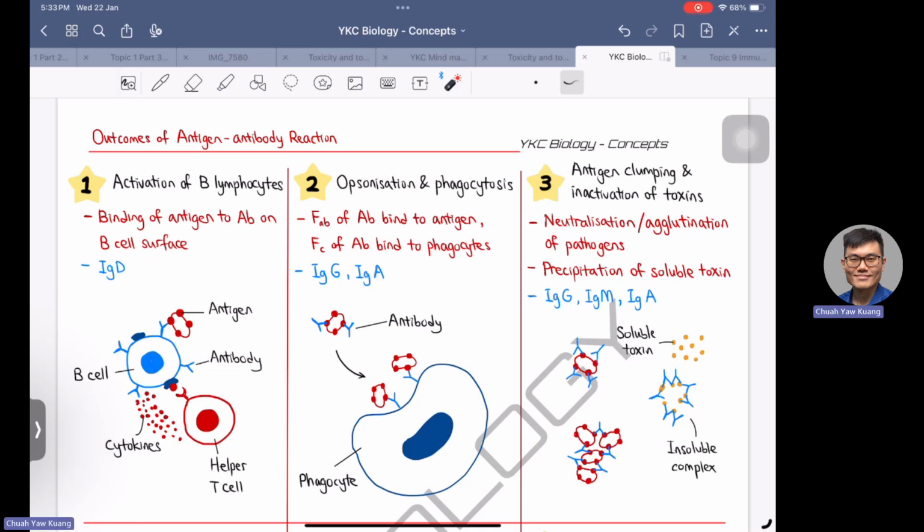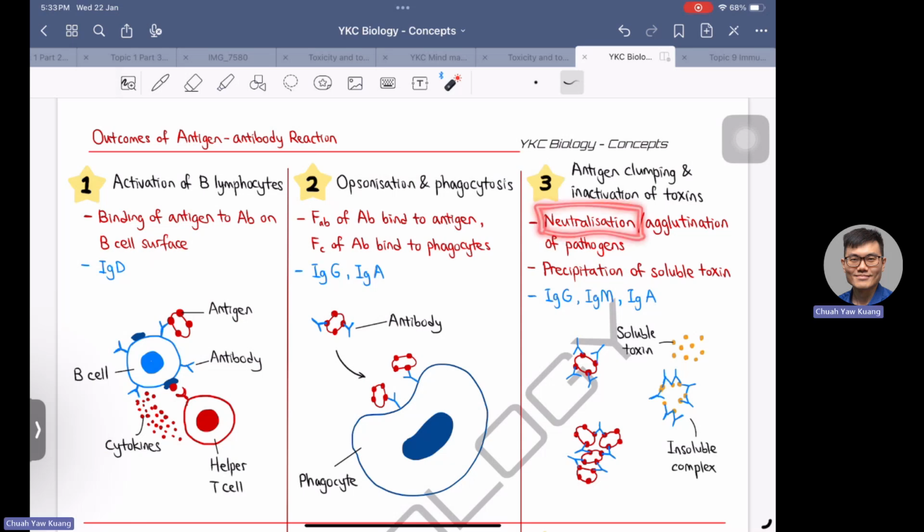The third outcome is the antigen clumping and inactivation of the toxin. Antibody class like the IgG, IgM, and IgA can use neutralization or agglutination or precipitation in order to protect our body against the antigen.